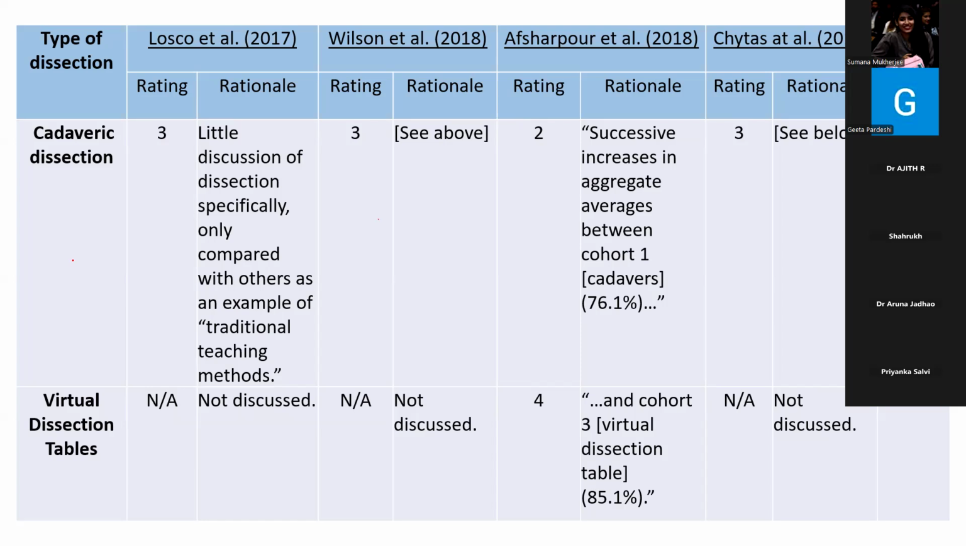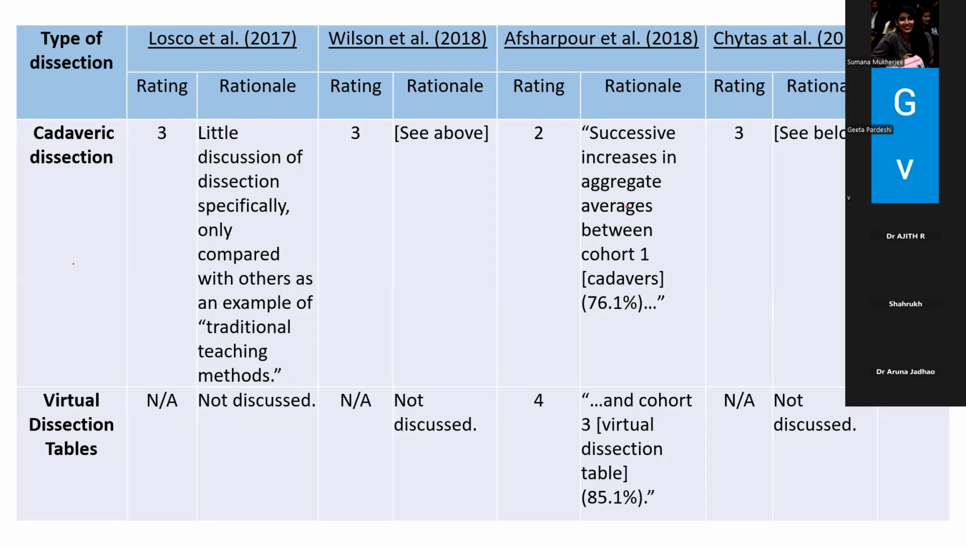So the overall ranking for cadaveric dissection was 2.75. For virtual dissection, it was 4. So this is the effectiveness. They have not done a study. Based on reports, they have come up with some ranking or some score for cadaveric and virtual dissection.